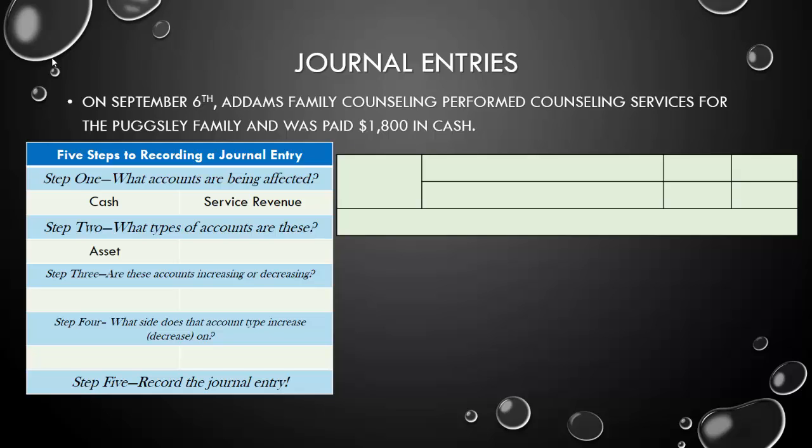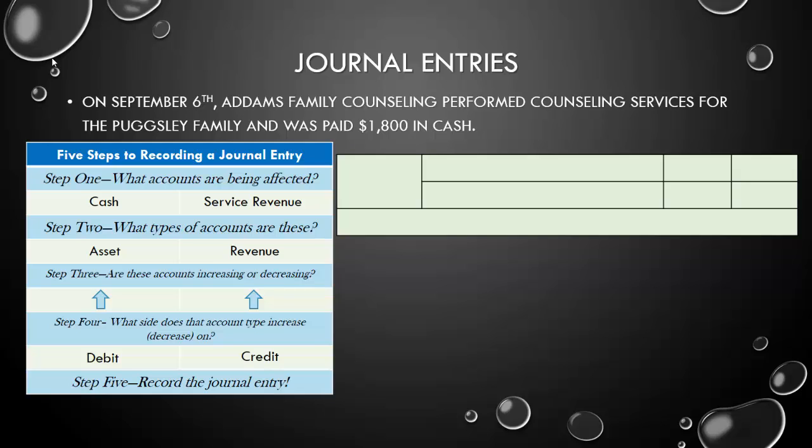What types of accounts are these? Cash is an asset. Service revenue is a revenue account. Are they increasing or decreasing? Well, we're getting money from a customer, so our cash has to be going up. Our service revenue account tracks the amount of services that we did during the period. Since we just performed more of them, that also has to be going up. Assets increase with a debit, and revenues always increase with a credit.